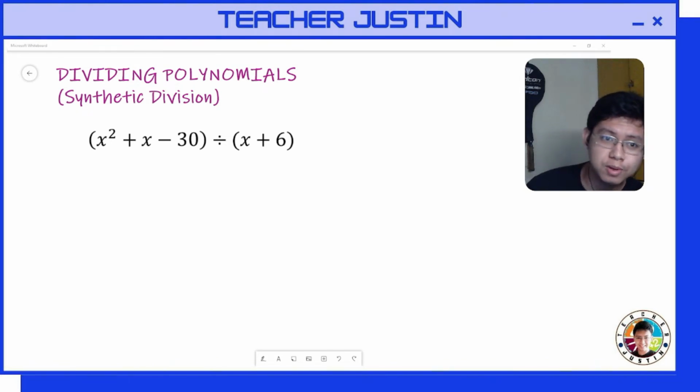On today's topic, we're going to talk about dividing polynomials using synthetic division. Now let's have our example. So we will divide x squared plus x minus 30 by x plus 6.